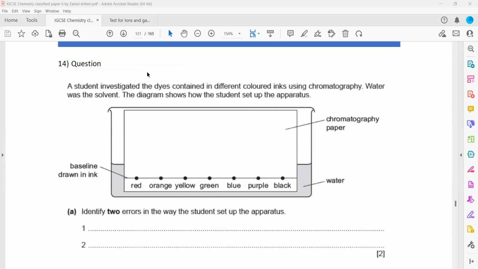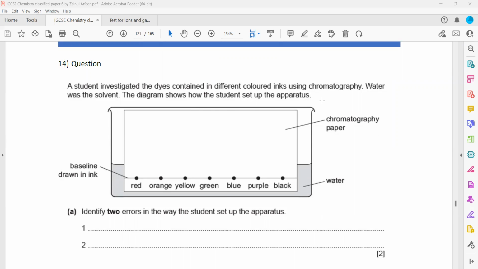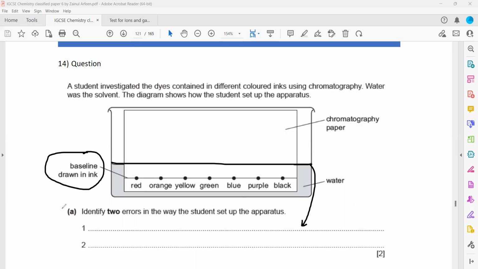So question 14 is there. The student investigates the dyes contained in different colored inks using chromatography. Water was the solvent. The diagram shows how the solvent was set up in the apparatus. Identify two mistakes. The solvent level is above the baseline. And what else? The baseline was drawn in ink. So the baseline drawn in ink and the solvent level above the baseline are the two mistakes.